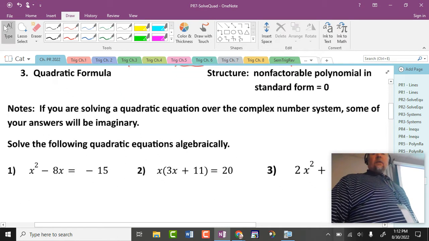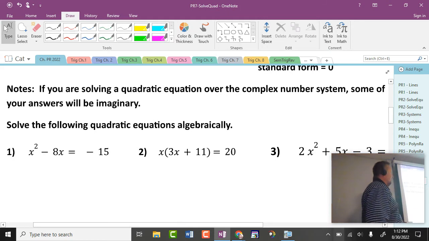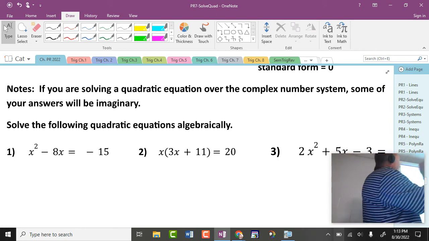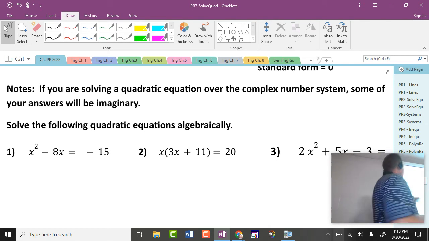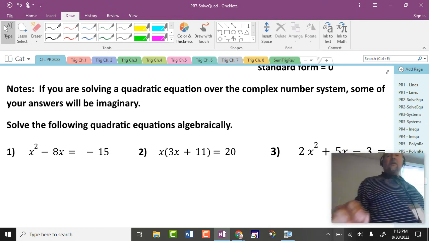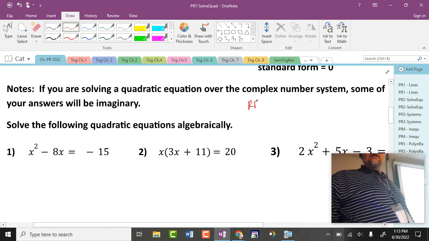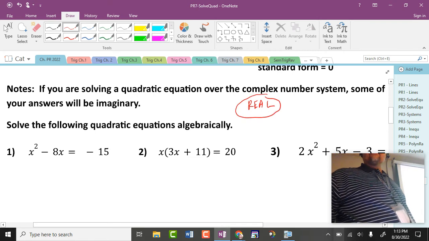All right. So from here on out, this probably happened to you last year where you would say not a real answer. But we talked about i numbers. So if you're solving a quadratic equation, you don't have to write all this down, but over the complex number system, some of the answers will be imaginary and you will have to show that. The complex number system is actually the system that is made up of both the real number system, that's a set of numbers, and the imaginary.